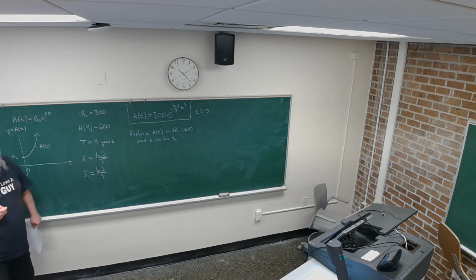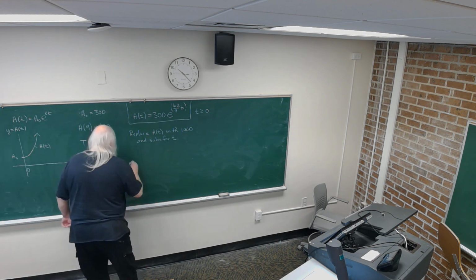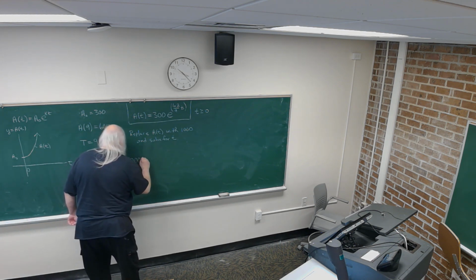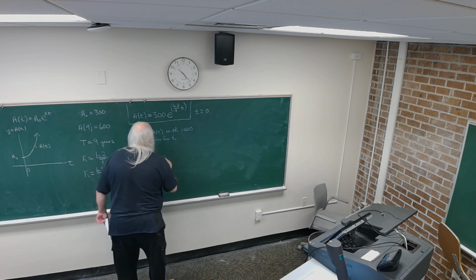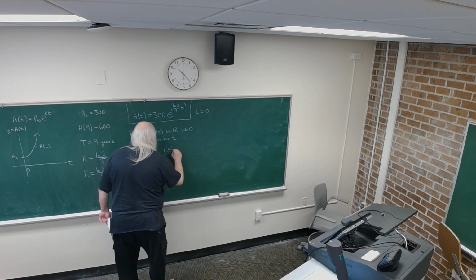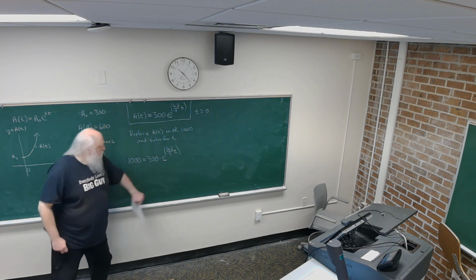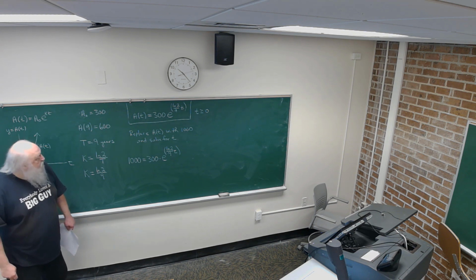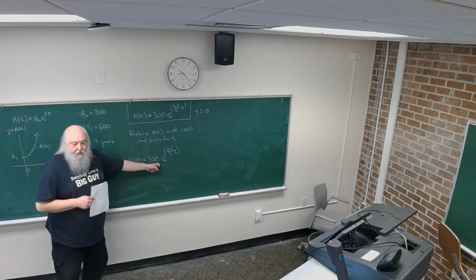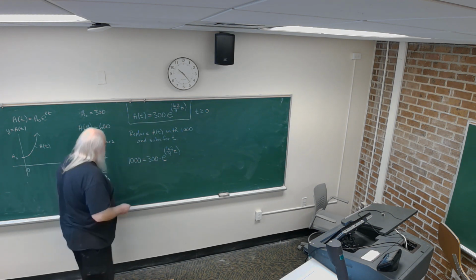We know how to do that, right? We're math geeks. We know how to solve for T, right? So we have 1,000 is equal to 300 times E raised to the natural log of 2 over 9 times T power. Now solve for T. Okay. Well, this is a product on the right hand side, so we can divide both sides by 300, right?